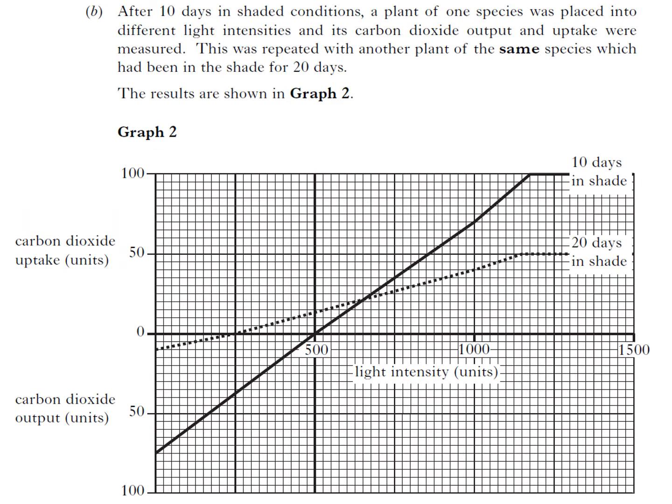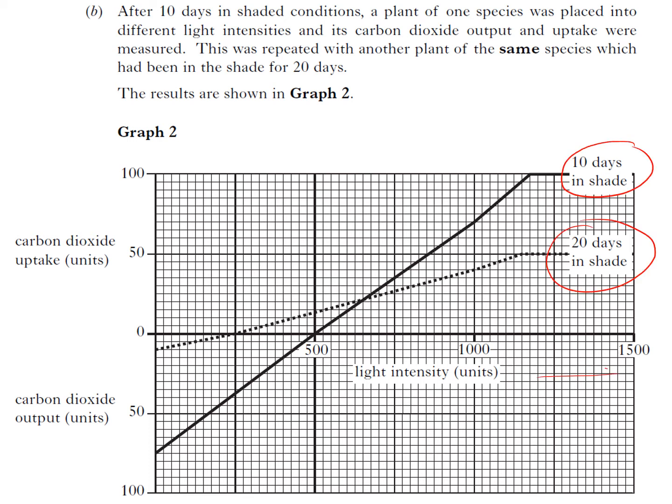Right. After 10 days in shaded conditions, a plant of one species was placed into different light intensities and its carbon dioxide output and uptake were measured. This was repeated with another plant of the same species which had been in the shade for 20 days. Results are shown in graph 2. So this is a totally different graph. Right, so we have 2 lines on this. We've got 10 days in the shade and 20 days in the shade.